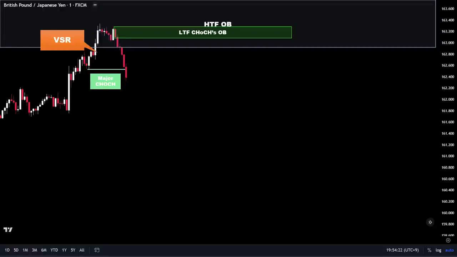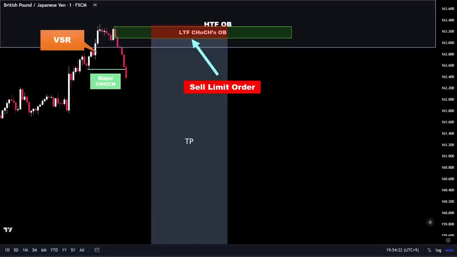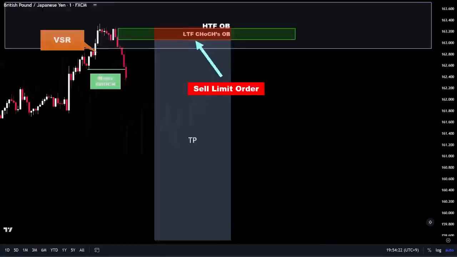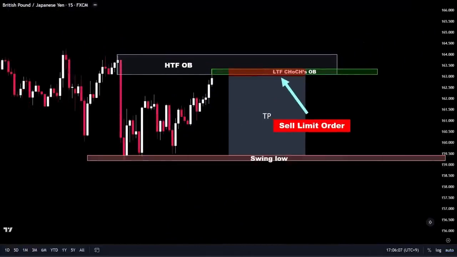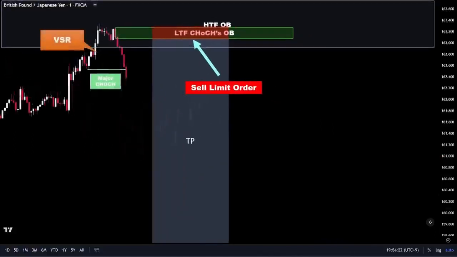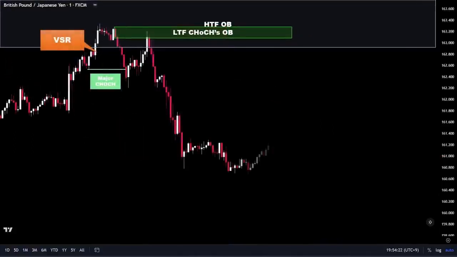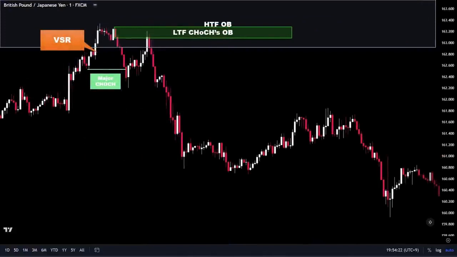Now that we have identified our point of interest, the next step is to place a sell limit order at that level. We will adjust our stop loss a few pips above the highest point of the zone to manage our risk effectively. Our target for this trade is set at the 15-minute swing low, as we anticipate that price will move in that direction. Once our sell limit order is triggered, we are officially in the market.